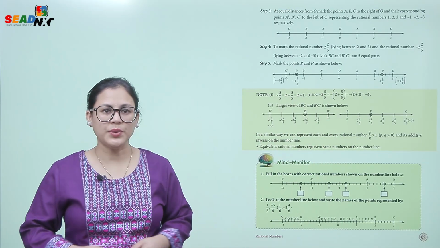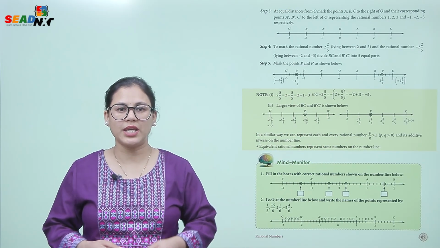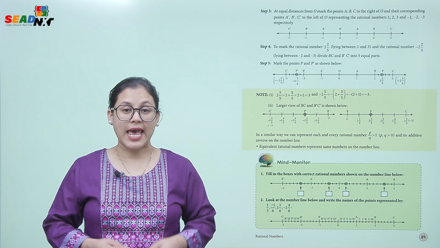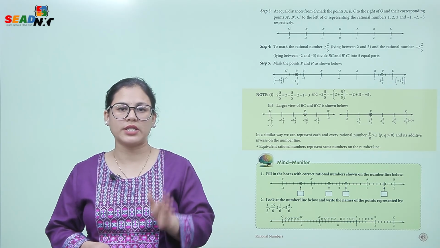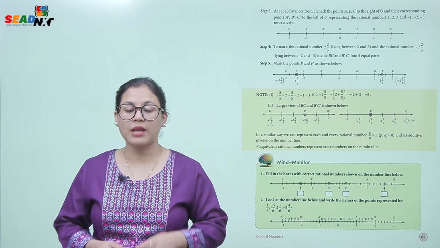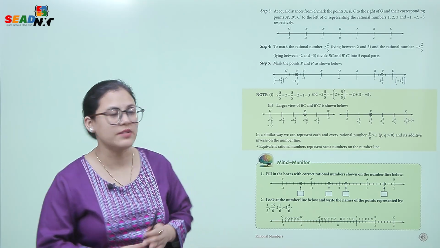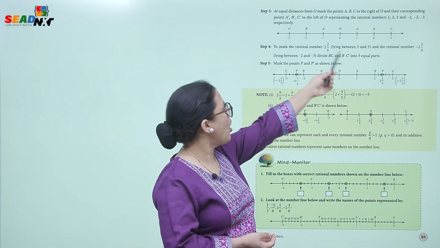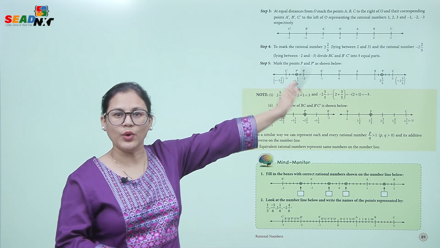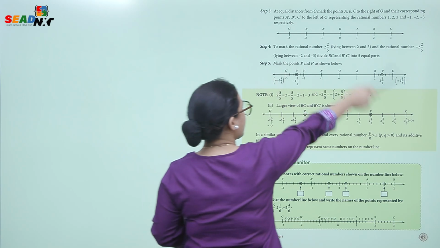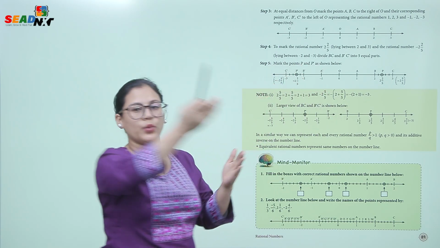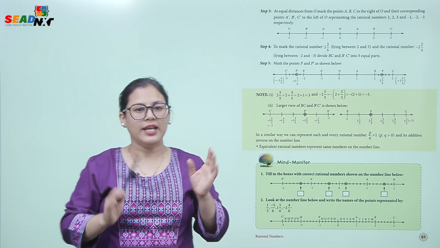Step 3, at equal distances from O, mark the points A, B, C to the right of O and their corresponding points A dash, B dash, C dash to the left of O, representing the rational numbers 1, 2, 3 and minus 1, minus 2, minus 3 respectively. Okay, so this is how we will represent all the numbers on the number line. That is 1, 2, 3 will come on the right side of O, and -1, -2, -3 will come on the left side of O. Okay, now step 4.